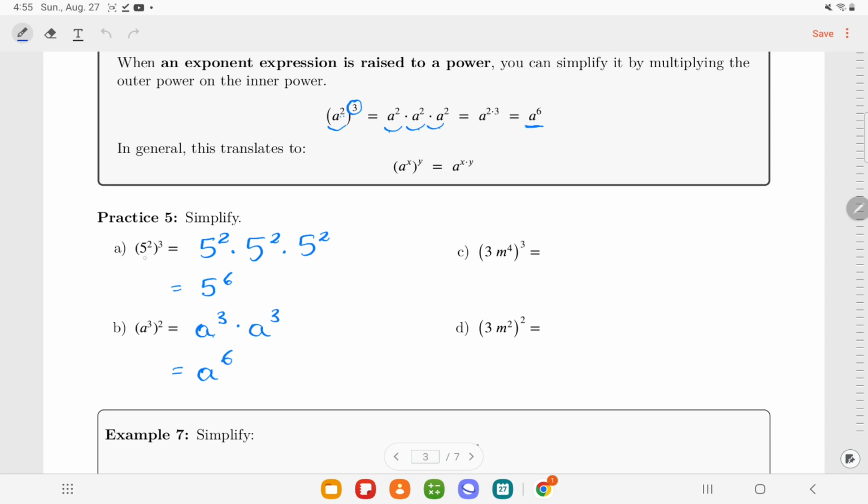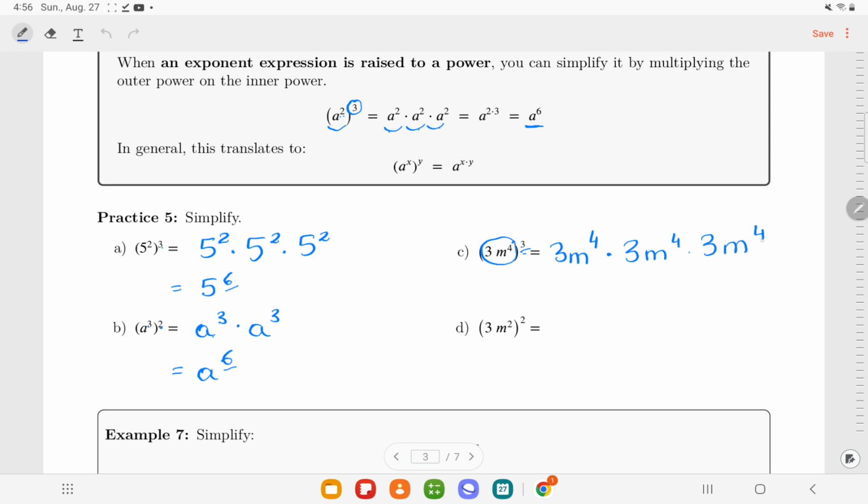We could also do it the simpler, the faster way. We keep the base, we multiply the exponents. 2 times 3 is 6. 3 times 2 is also 6. What if we have 3m to the exponent 4, raised to exponent 3? We have to multiply 3m to exponent 4 by itself 3 times.